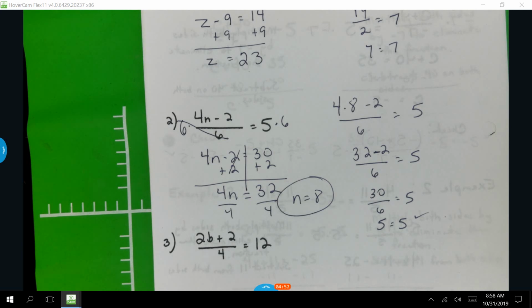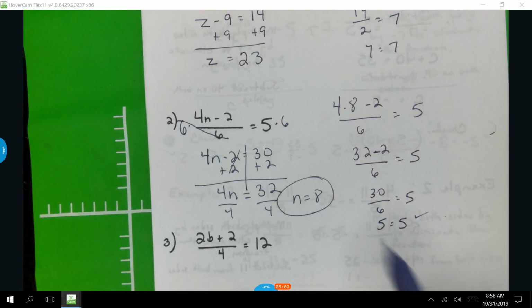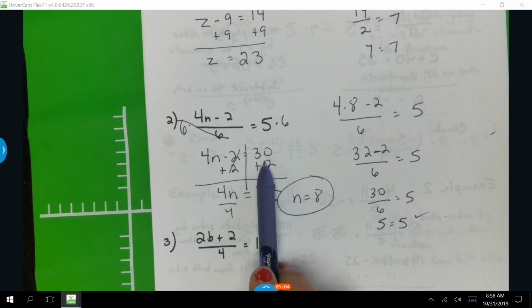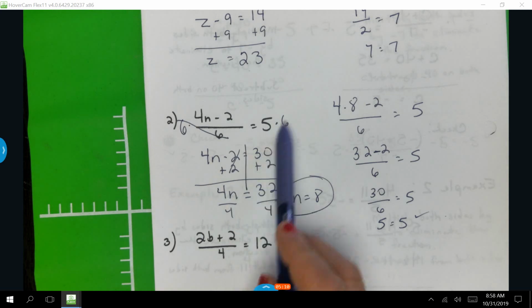Where'd you get the 30? 32 minus 2. Oh, 5 times... Oh, you said multiply by both sides. Right, here's the 30. 5 times 6. Is that the 30 you're talking about? Yes, 5 times 6 because you multiply by 6 on both sides.